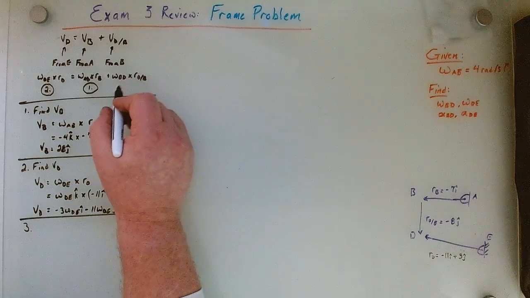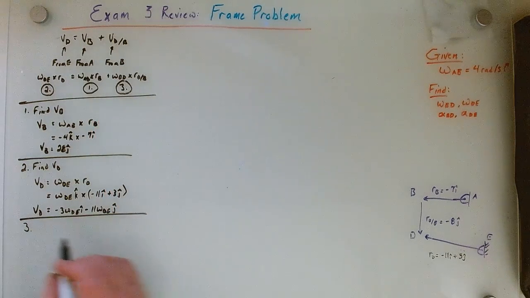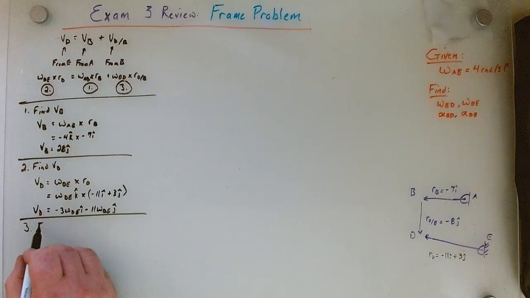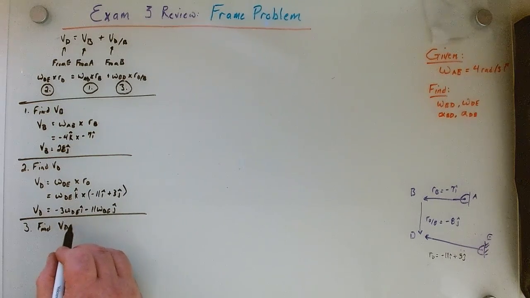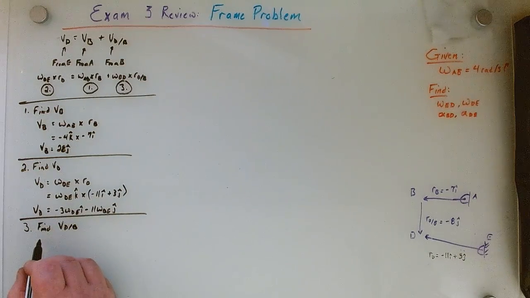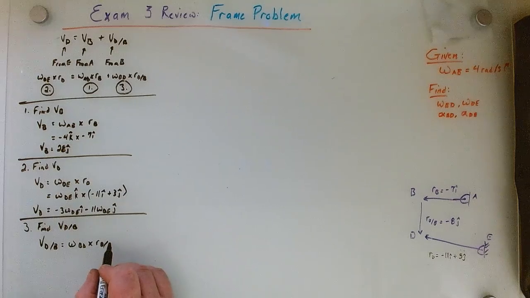Okay, so what do we want? Now we want the third piece. So, we're finding VD with respect to B, so the rotational component. So VDB, what is this equal to? This is equal to omega BD cross RD with respect to B.